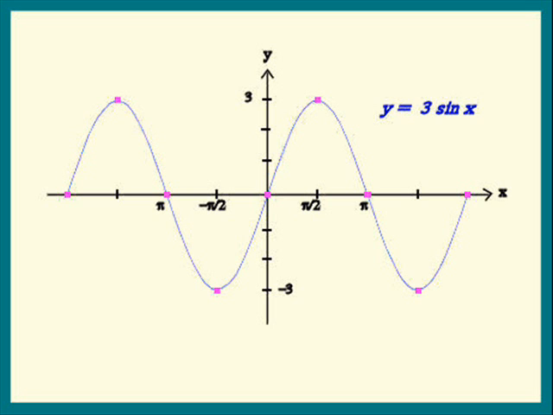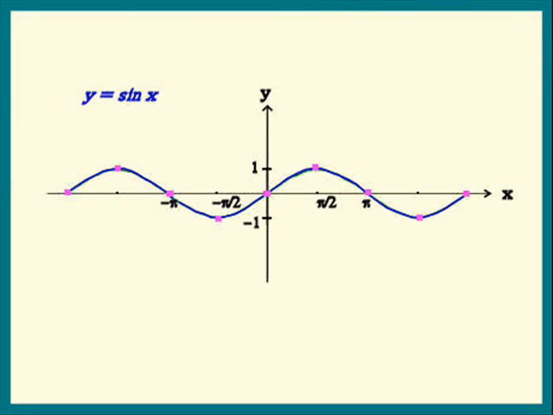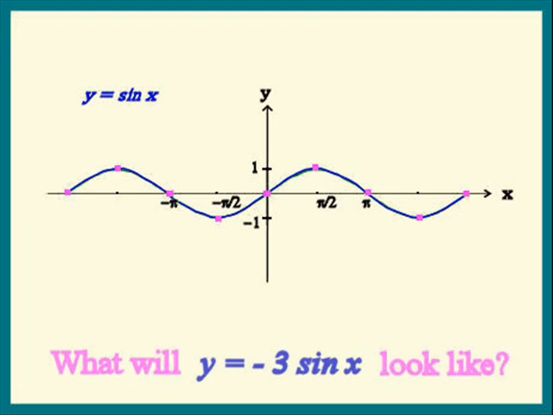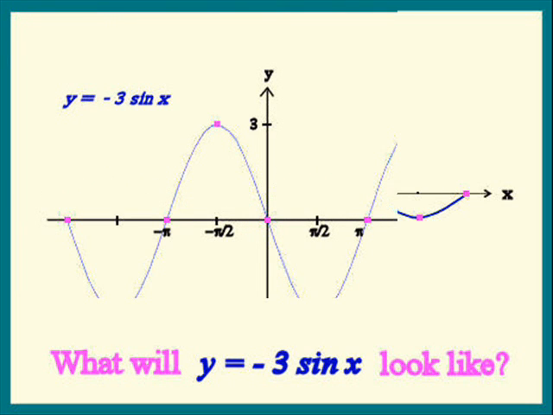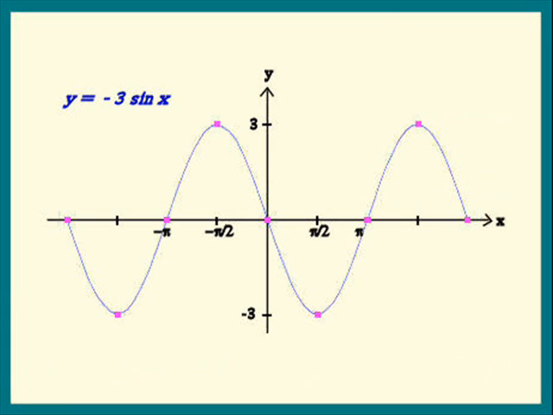Here's y equal to sine x again. What will y equal to negative 3 sine x look like? Each y value is being multiplied by negative 3. So a negative 1 becomes a 3. 0 is still 0. And a 1 becomes negative 3. Here it is. And we see that that is just y equal to 3 sine x flipped upside down.